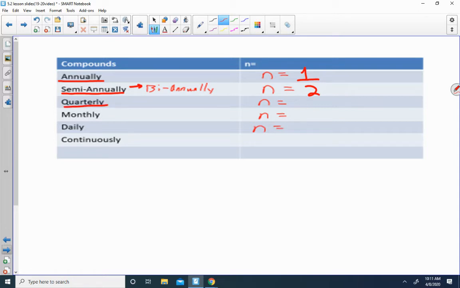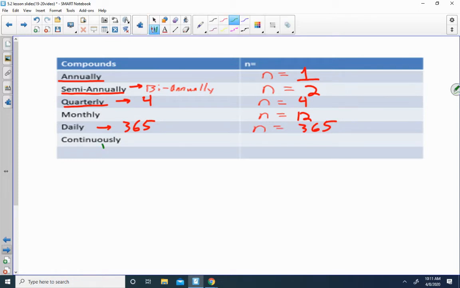Quarterly, well, when you think quarterly, you think 4 quarters to $1. So that would be 4 times a year. Monthly, well, there's 12 months in a year, so that's 12. Daily, well, how many days are in a year? Not including leap year. We're not including leap year. Just a regular year, that would be 365 compounds a year. So compound daily.